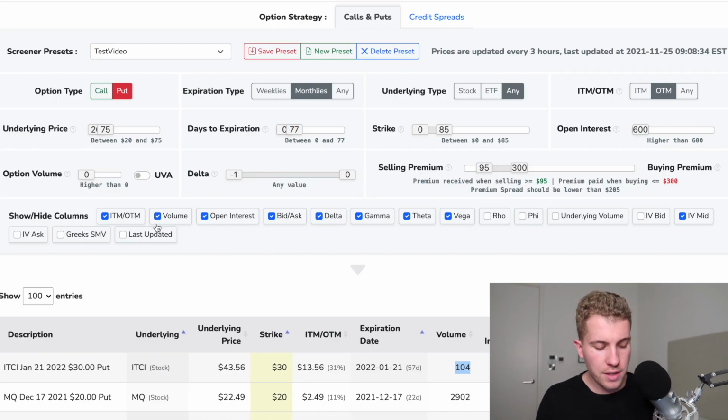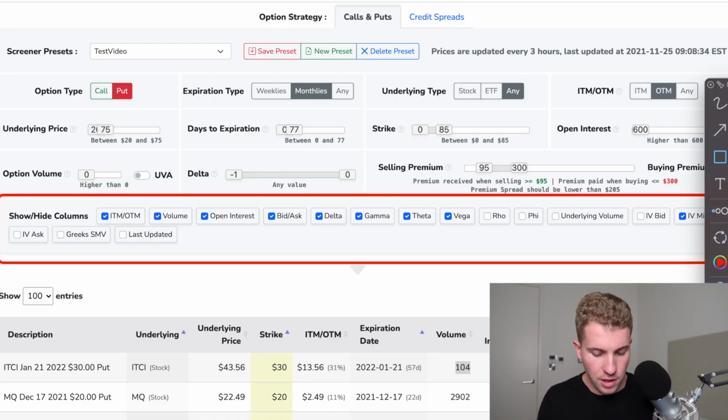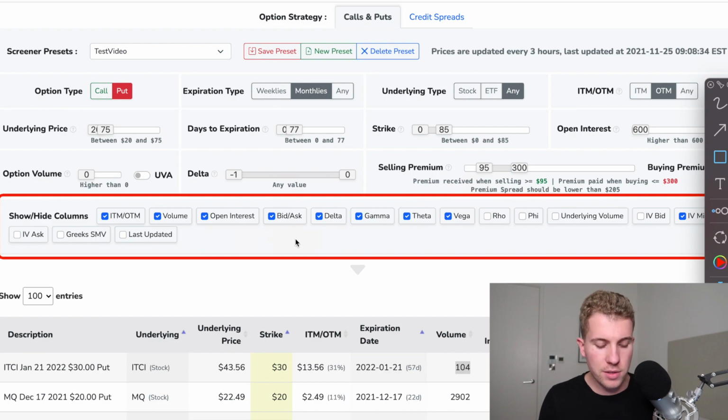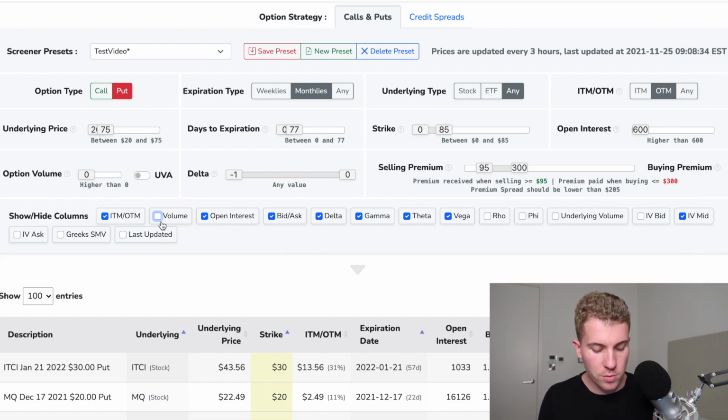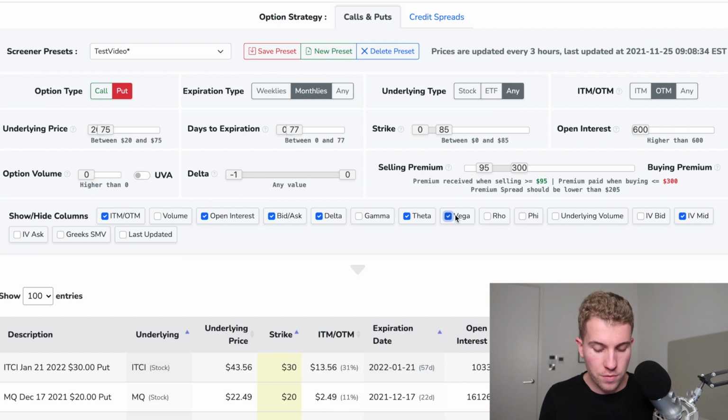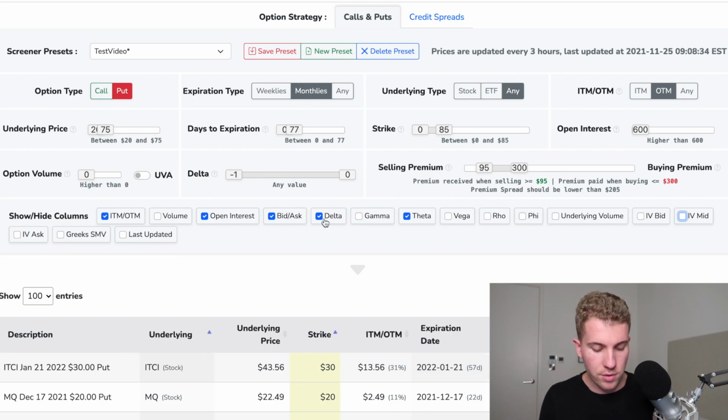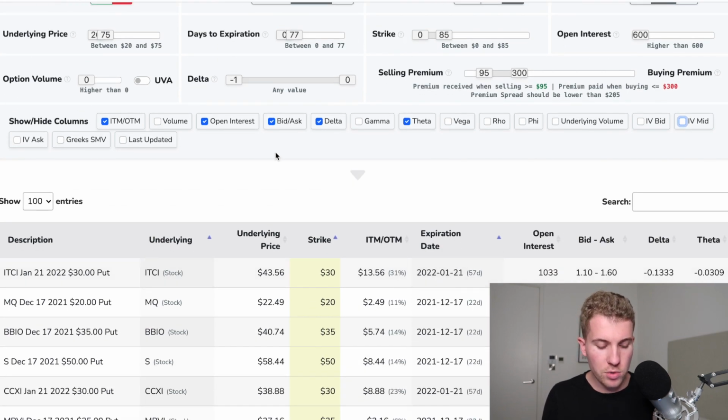Something that I haven't mentioned is that you have all the different columns. You can click on the different boxes to see what you want to see. I mean, that's pretty self-explanatory. If you don't want to see the volume, for example, I'm not really interested in the volume, so I'm going to take it out. I'm quite interested in delta, but not necessarily gamma or vega, or the implied volatility. I just want to keep it quite simple and make sure that I have the most important information.